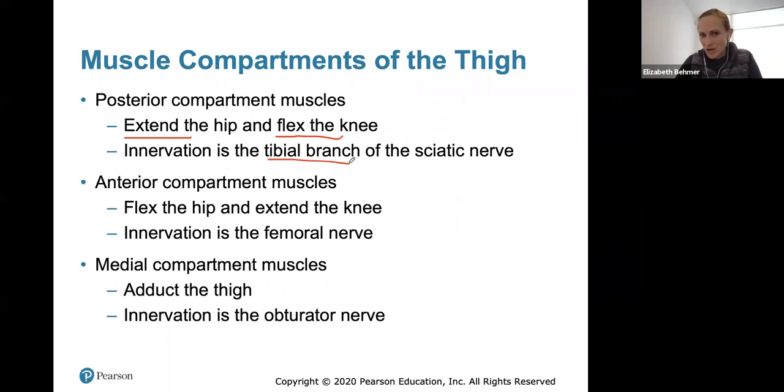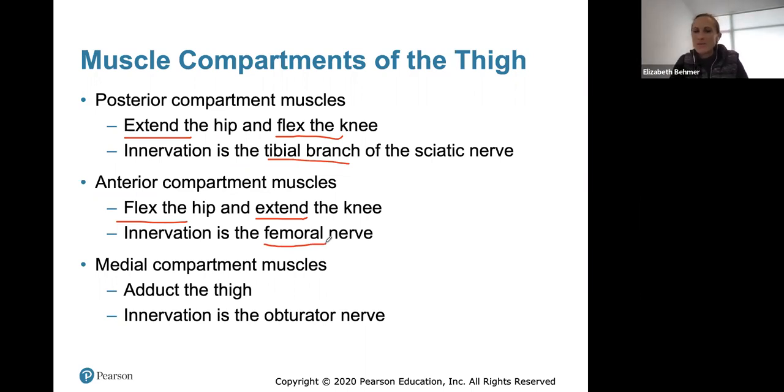In the anterior compartment, you will flex the hip, which means you kind of do a sit-up, and extend the knee means you kick your leg out like you're kicking a soccer ball. And the innervation on the anterior compartment of the thigh is the femoral nerve.